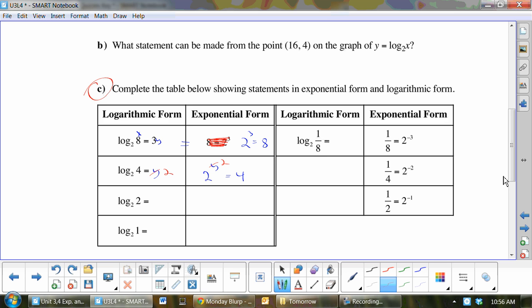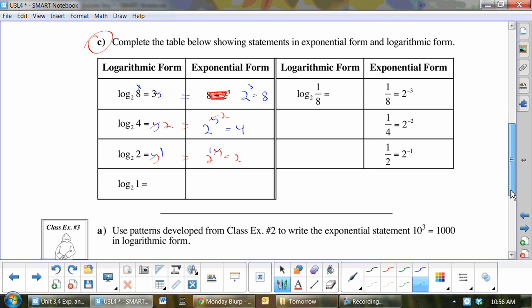Okay, what's log 2 of 2? Well, let's call that y right now. So let's change it to exponential form. Remember, when I put it into exponential form, they're equivalent. 2 to the y equals 2. So by looking at this, what is y? 1. Put a 1 there. Are you seeing how to do this? Hopefully through redundancy, you'll get it.